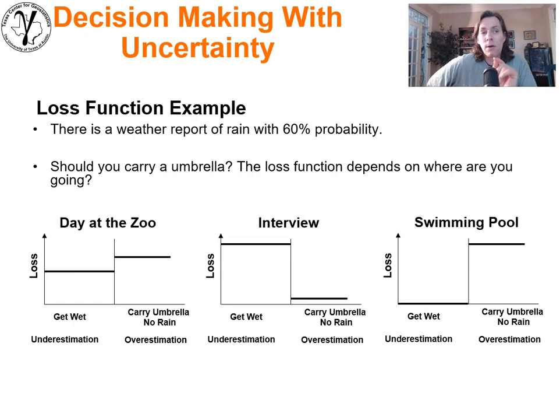So now what is the loss function? Well, it's going to depend on the context. So we have underestimation cost, overestimation cost. The underestimation is it rains and you don't have an umbrella. The overestimation, you carry an umbrella and there's no rain. The context, a day at the zoo.